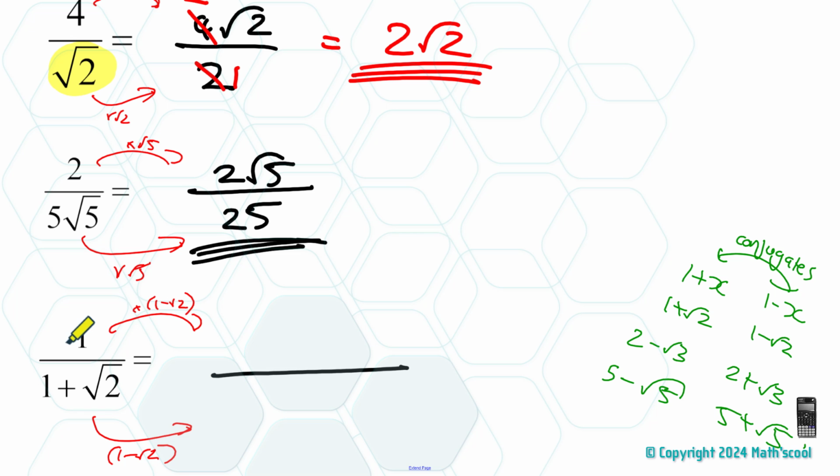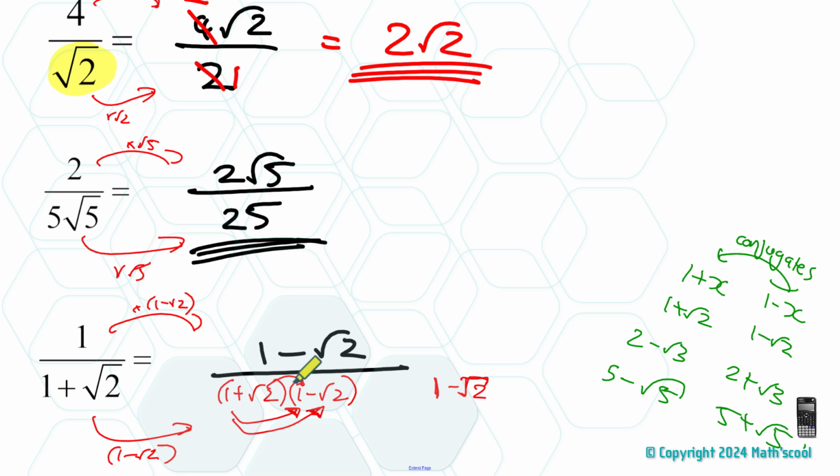So the top is just going to be 1 times 1 plus root 2, times 1 minus root 2, so that's 1 minus root 2. The bottom is going to be 1 plus root 2 times 1 minus root 2, but then we're going to multiply that out. So that's going to give us 1. That's going to give us minus root 2, and this is where it's going to get fun, minus root 2.